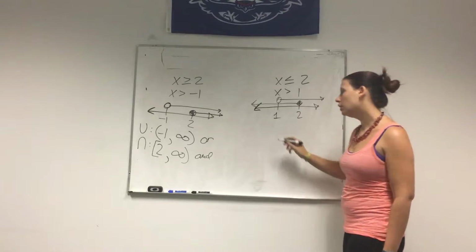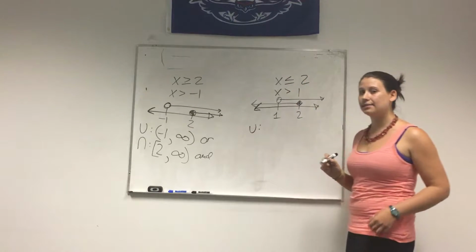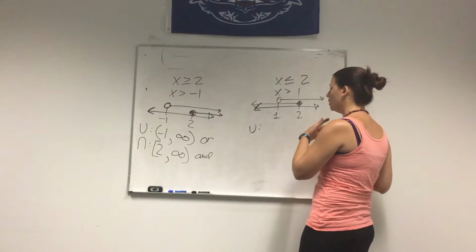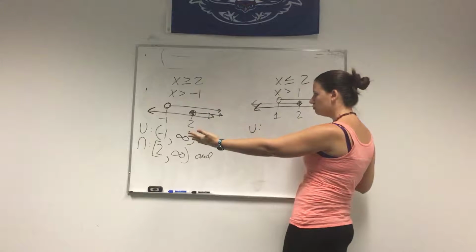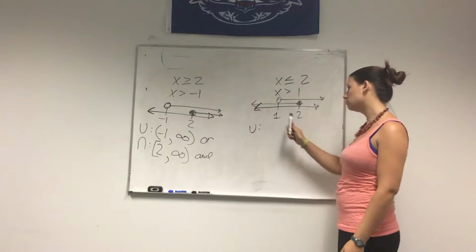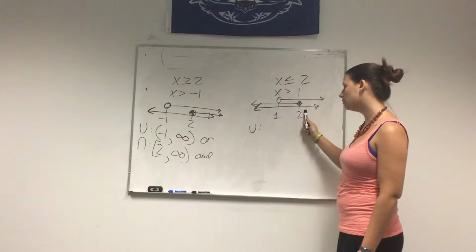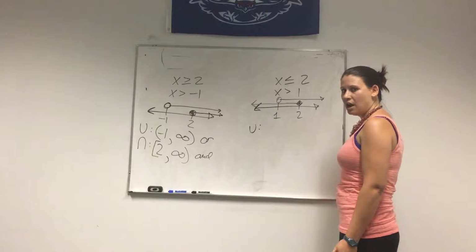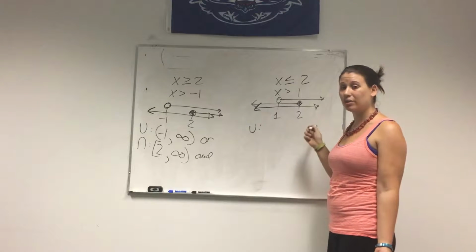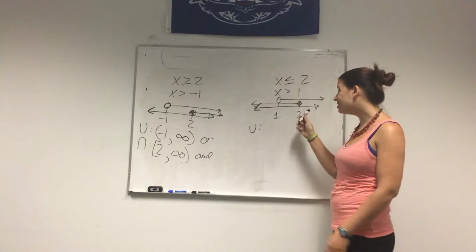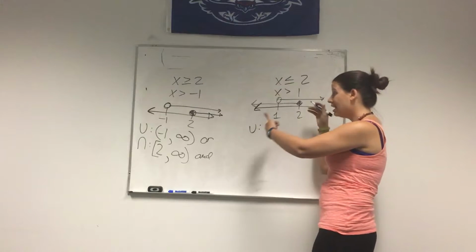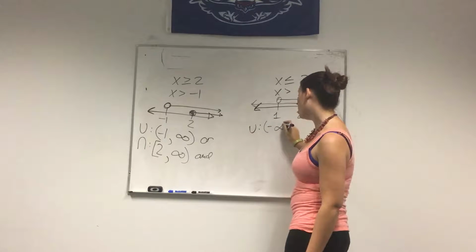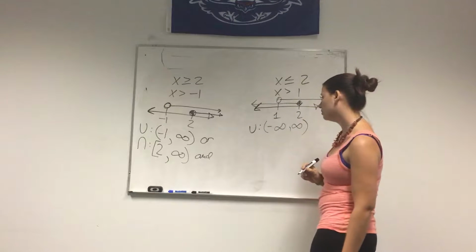So remember, union is everything from both groups. Well, negative infinity is in one of the groups, all the way up to 2, right? But then this one starts at 1 and goes up to infinity. There's no number that we can choose that doesn't work in at least one of the groups because they go in opposite directions and they overlap. So that means this union is all real numbers, okay?